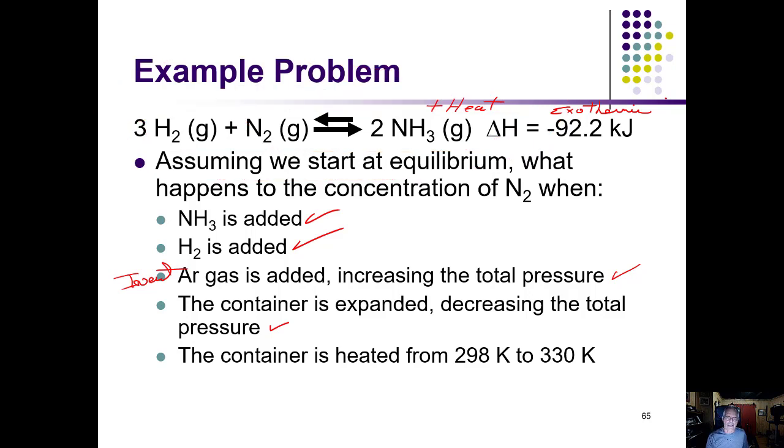Okay, the container is heated from 298 Kelvin to 330. All right, this is an exothermic reaction. We've just increased the temperature. And if we increase the temperature of this exothermic reaction, we're increasing product, and the reaction will shift away from that increase in heat to try and decrease the heat. That's the goal, is to bring the temperature down in the process of shifting toward the reactant side to the left. Ammonia concentration is going to go down, nitrogen concentration will go up, hydrogen concentration will go up.